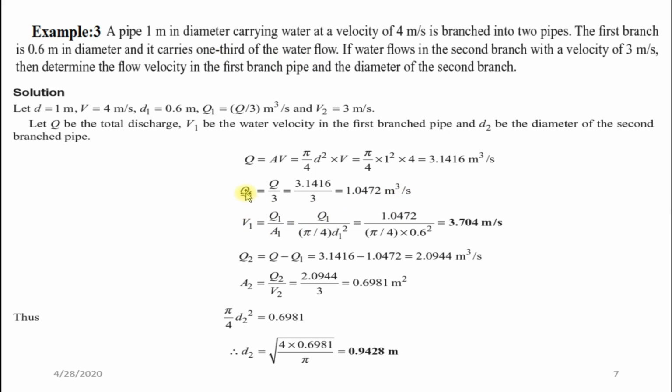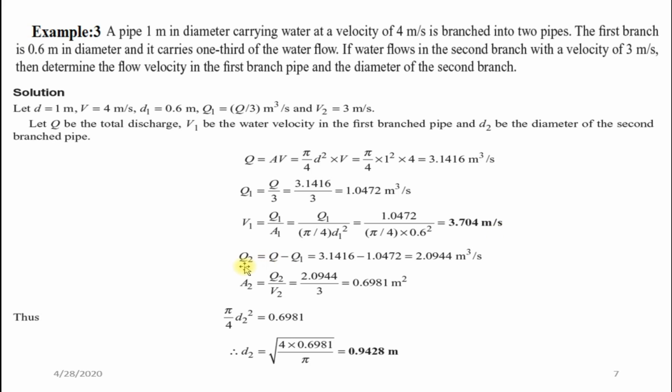Then what is V1 equal to? Q1 is equal to area into velocity, A1 V1. That is Q1 is equal to A1 into V1. We need V1, that is Q1 by A1. So Q1 is 1.04 divided by A1, which is pi by 4 into d square, because the diameter of the first branch is mentioned in the problem. So finally you will get V1 as 3.7 meter per second.